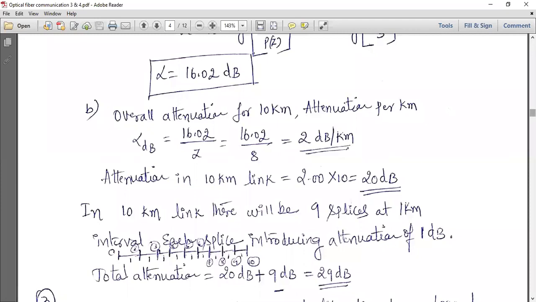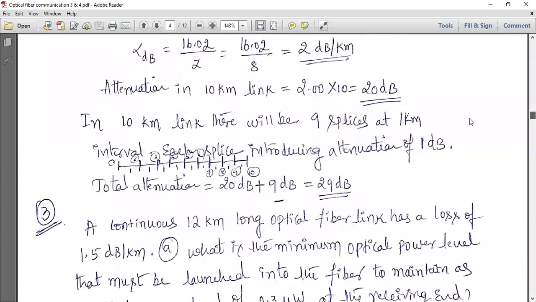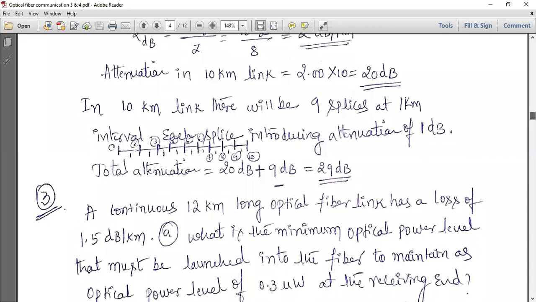So 1 to 2 kilometer, one splicing, 2 to 3 kilometer, one splicing, 3 to 4 kilometer, one splicing, 4 to 5, and so on. From 9 to 10, there is only one splicing. After 10, there is nothing. So after 10 kilometer, you have 9 dB loss that you have to add. So 20 dB plus 9 dB totals 29 dB loss. That is what I've written here. If you can go through, if you have any questions, you can ask later. So attenuation 20 dB plus 9 dB losses.